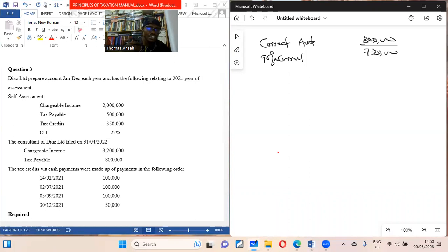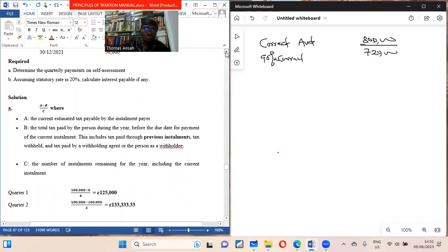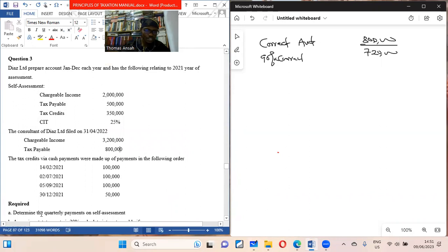All right. Then what? How much did he himself decide to file or disclose to the Commissioner General? He did 500,000. That's what you see here. So in terms of finding these things out, this is what you do, and you need to understand that. It says determine the quarterly installment. Okay, quarterly installments, we've learned that. So we will come to that.